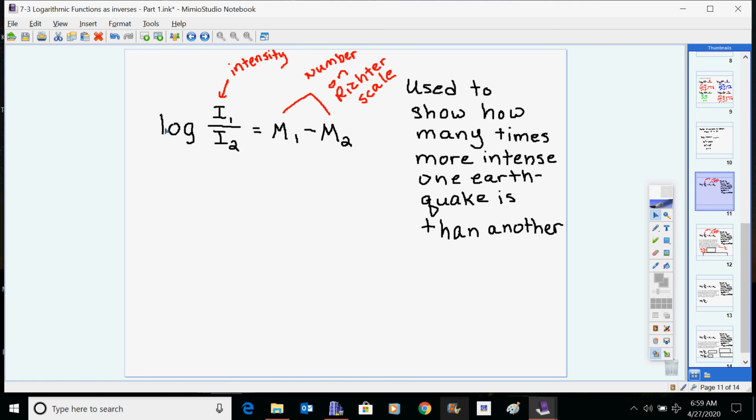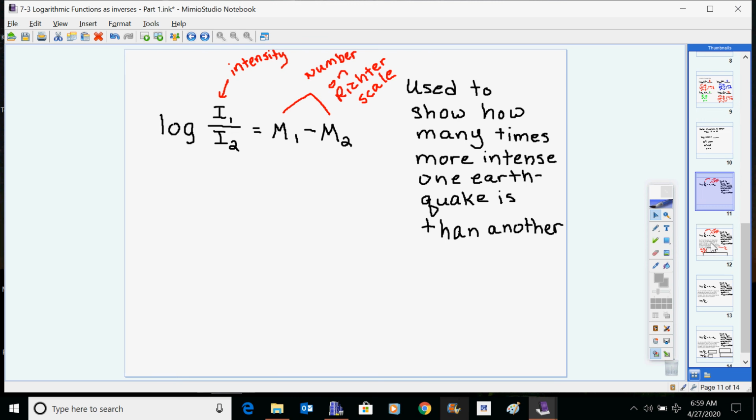And so this formula: log, it's base 10, log base 10 of the intensity for the first one divided by the intensity for the second one equals the number on the Richter scale for the first one minus the number on the Richter scale for the second one. And then we can find out how much stronger one is than another.